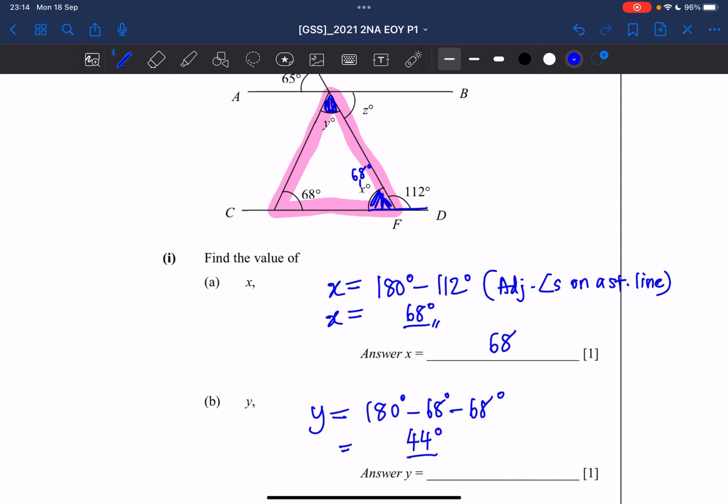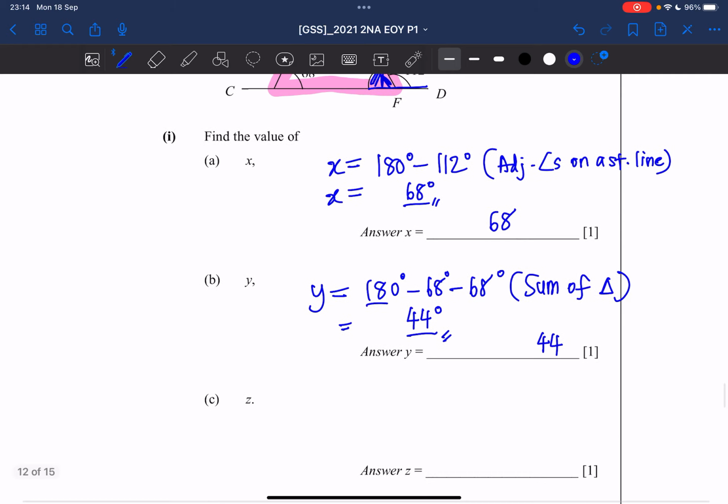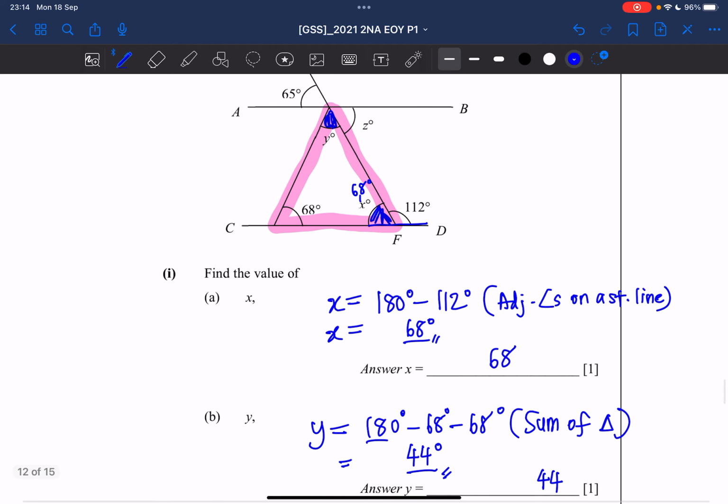Let me just double check for you. The answer is 44, so just put 44 here. The reason is sum of angles in a triangle, because it adds up to 180 degrees. Then z. Our z is here.